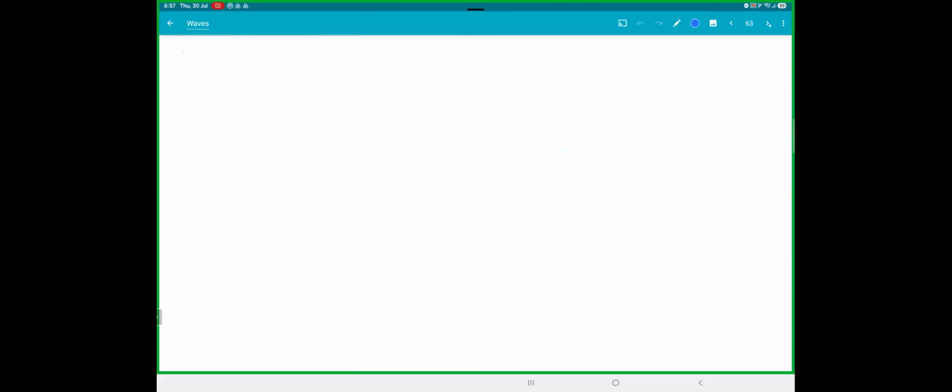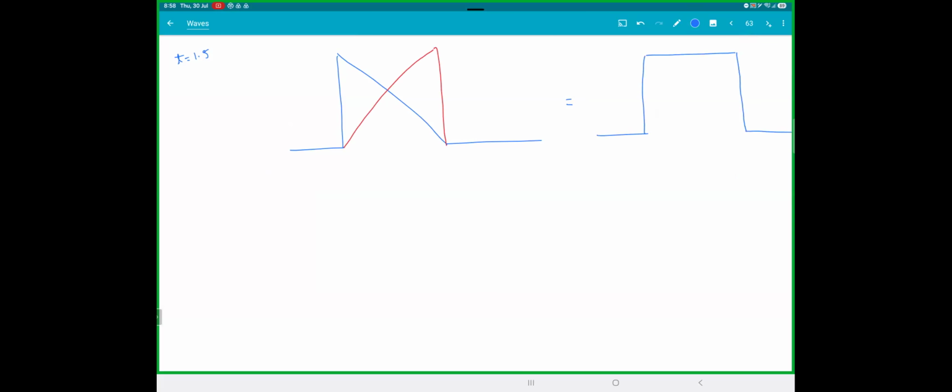Let's see, 1.5. The blue one and the red one will exactly overlap. Again, same story. As the blue is decreasing, the red is increasing. They will compensate. What you get will be a square. You get a shape like this. I hope that was clear.